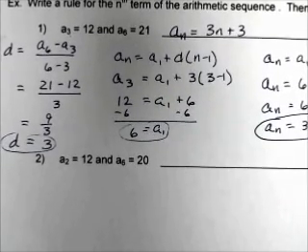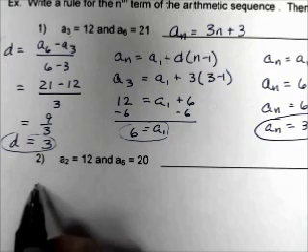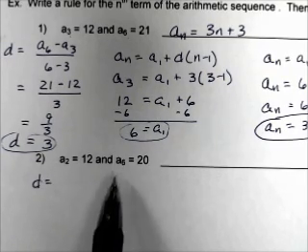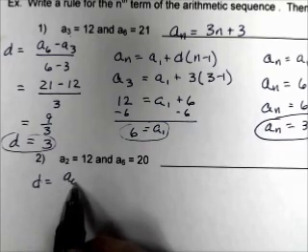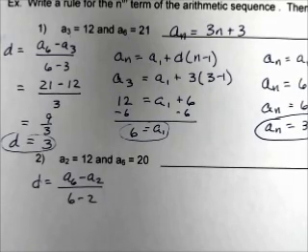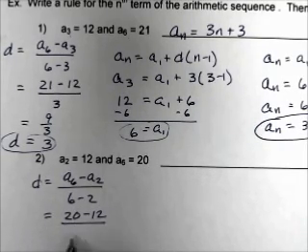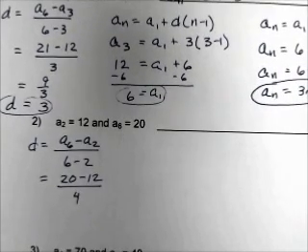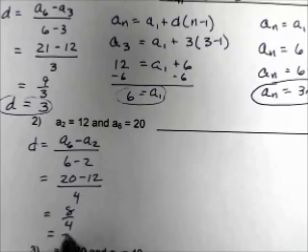Number 2, we have the second term is 12 and the sixth term is 20. So to find d, we take the higher numbered term, a sub 6 minus a sub 2, and divide it by 6 minus 2. Well, the sixth term is 20. Subtract the second term, 12, divided by 6 minus 2 is 4. 20 subtract 12 is 8, divided by 4 is 2. So our d value is 2.